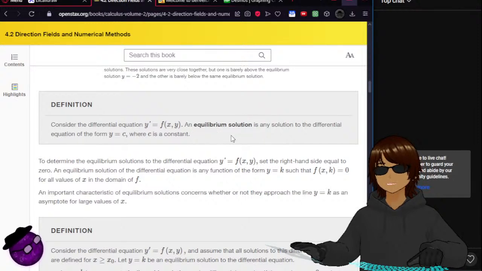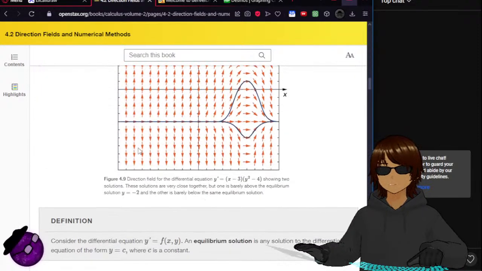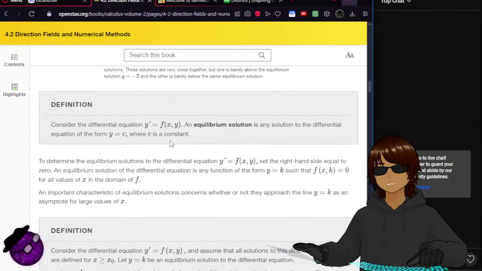An equilibrium solution is any solution to the differential equation of the form y is equal to c, where c is a constant, because this will help us solve the thing. Yeah, so y is equal to -2, it's a constant, and the derivative is 0.